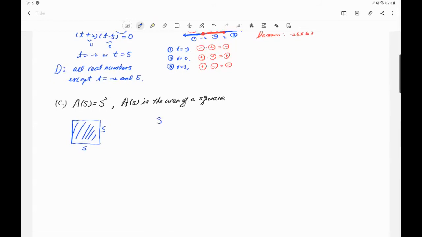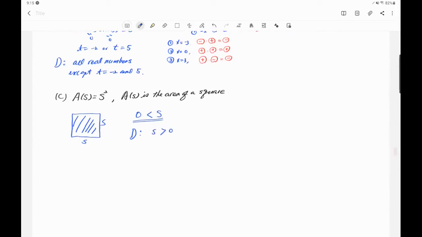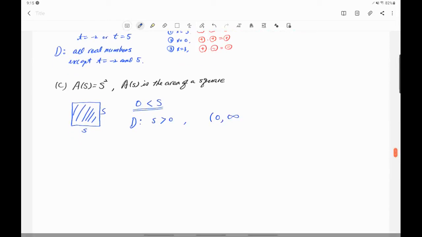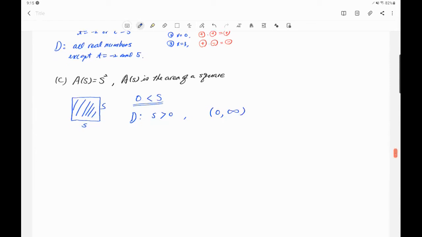So s has to be what? Greater than 0, right? It cannot be a negative number or 0. So in interval notation, the domain is s greater than 0. Okay, that's it. Or you can write it as starting from 0 to infinity. s can be any positive number. So that's the domain, right? The domain is the input values of s. So s, the length, is greater than 0.